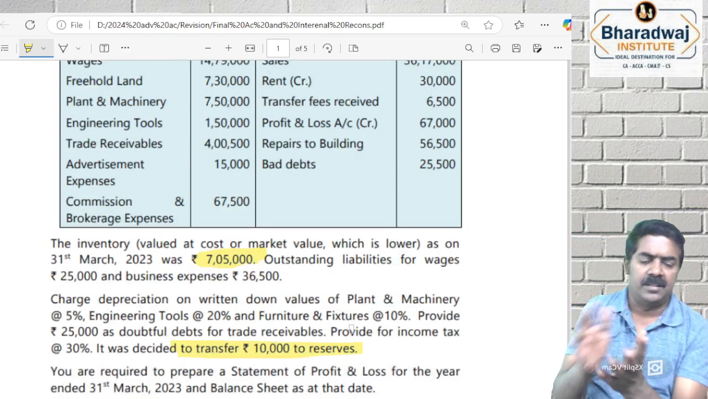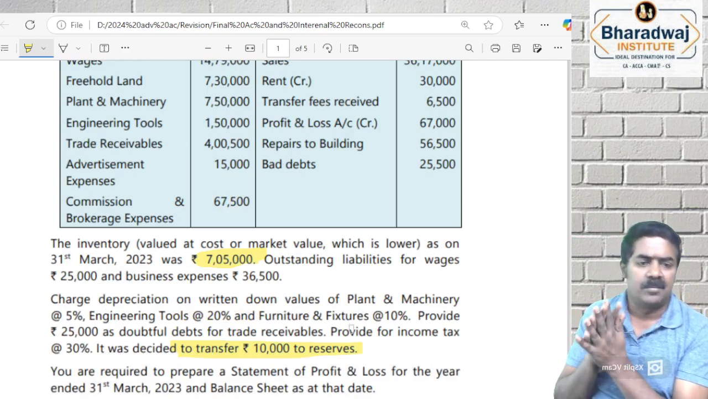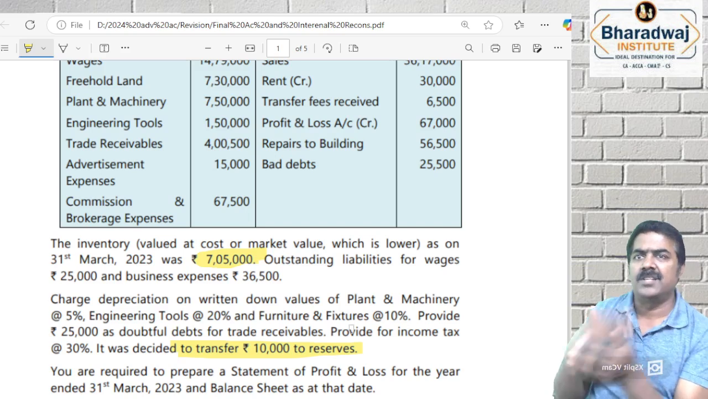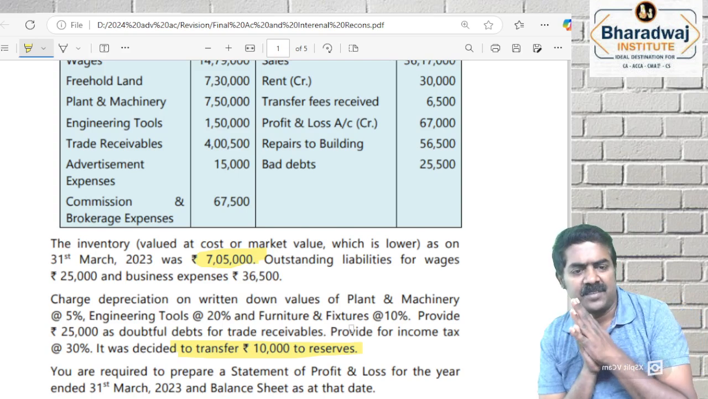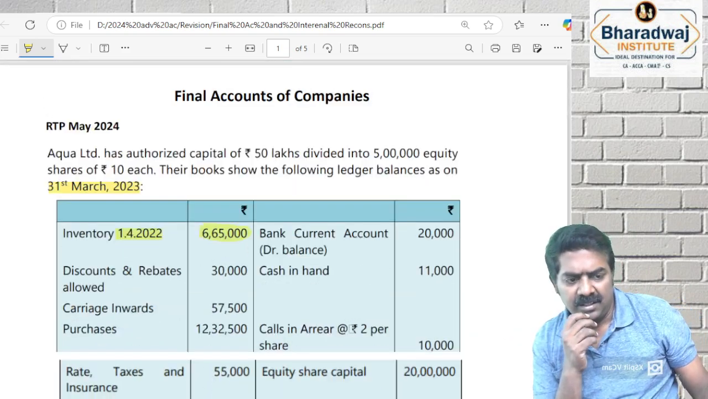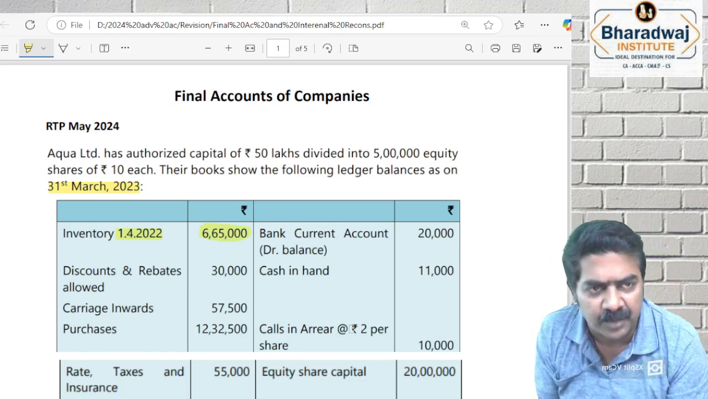So this question and our next two questions are like supplementary. We have done regular class, multiple questions. These are additional questions we practice for extra practice. Shall we start? Do P&L account first. Tell me the net profit.